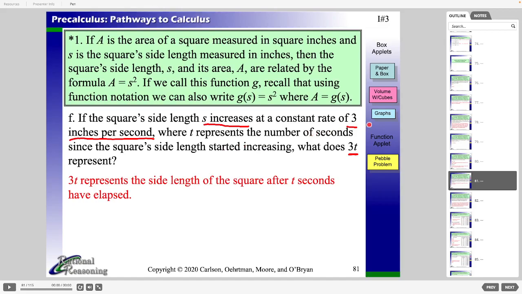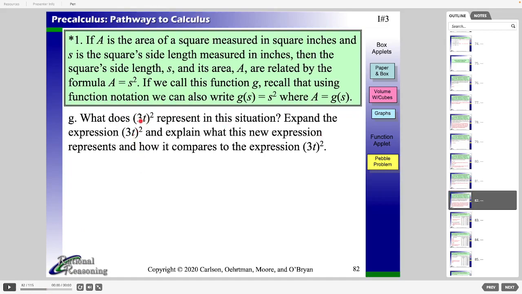Oh, wait. Okay, now back up. Yeah, 3 times, which, okay, 3 inches per second. So that 3 represents inches, right? And then how much time? So this is the number of inches that it's increased, so after 2 seconds it would have increased by 6 inches, and so forth and so on.